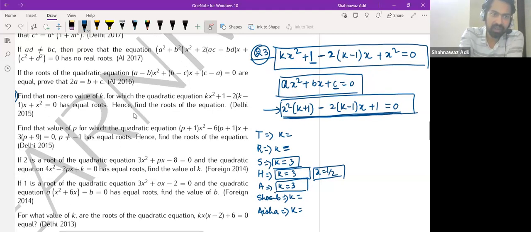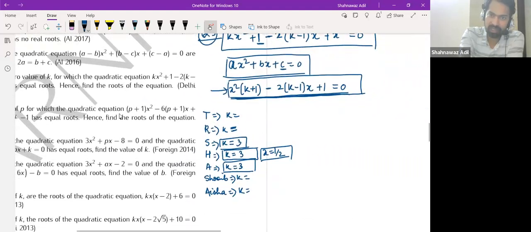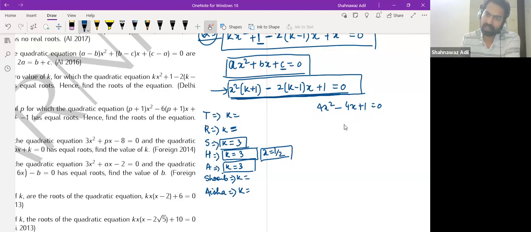Yes, sir. And if we have found the value of k, then let's say that k is 3. So this is 4x squared minus, how much? 3 minus 1, so 4x, plus 1 equal to 0, right? If the roots are equal, then what are the roots? Roots are minus b by 2a. Minus of b is 4, so minus 4 by 2 into a, which is 4. So minus minus plus 4 will cancel, and then into 5. So these are the equal roots.